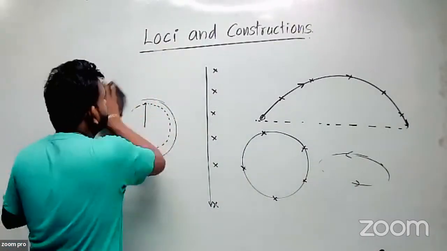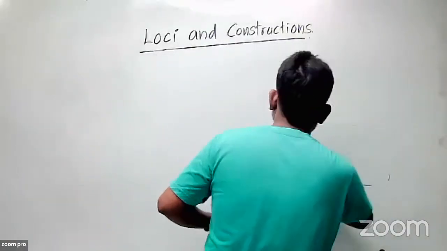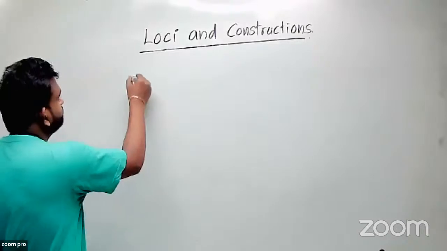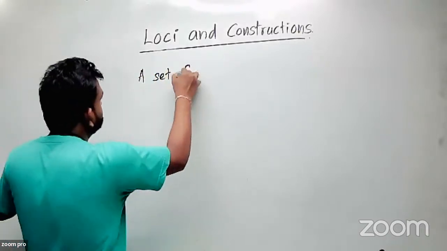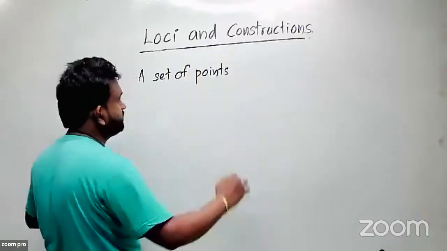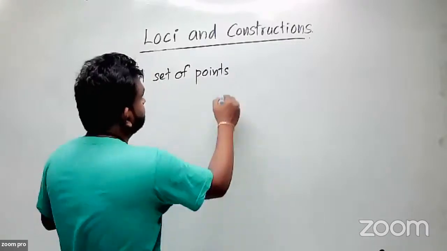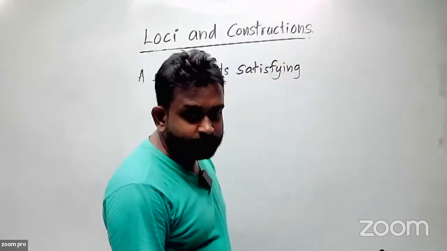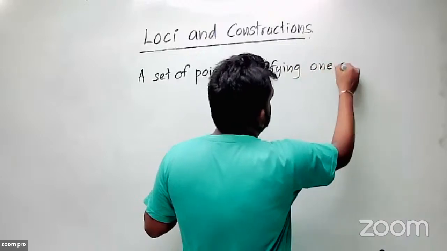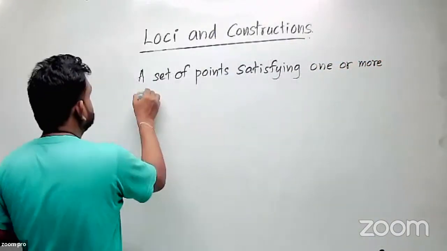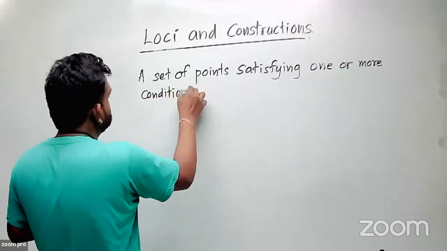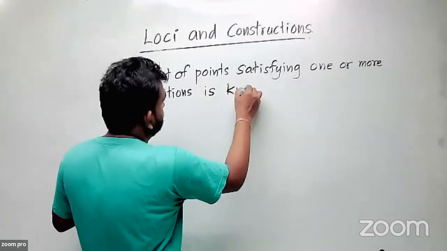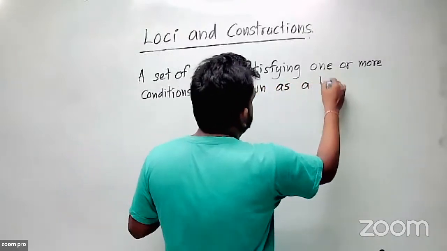Write down: a set of points satisfying one or more conditions is known as a locus.